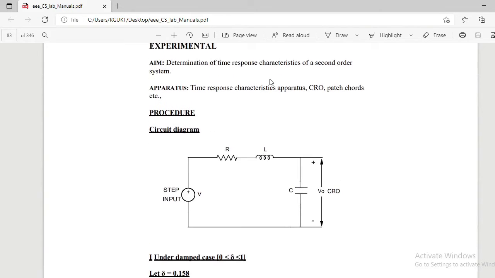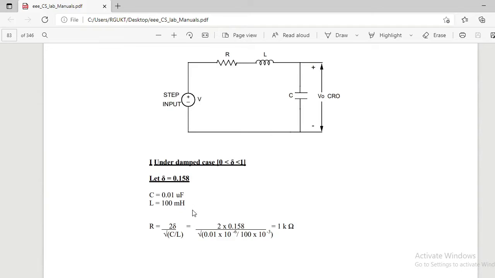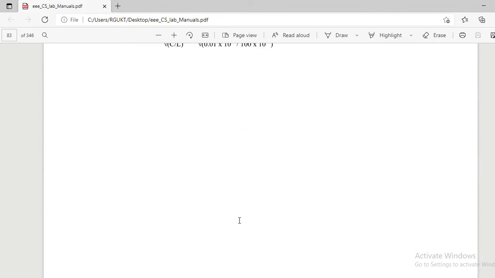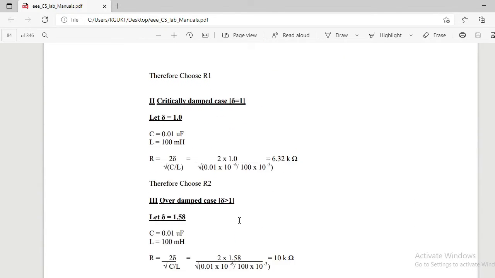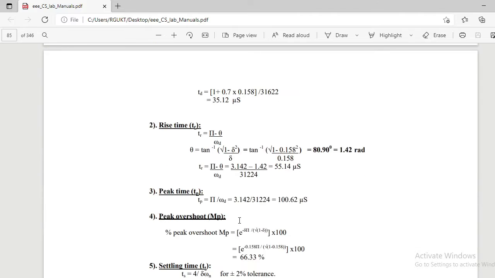Already you have fixed like this here. Zeta you need to assume for underdamped between 0 and 1, and C and L are fixed, and you have to find the R value. And you set it in the RLC series circuit, and after that you observe the output. So this has to be done for each and every case.